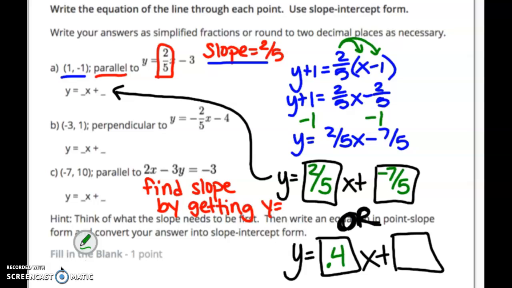Let's see. Yeah, 1.4. Negative 1.4. Both of those should be counted correct in the Schoology. So go ahead and follow the same process for B and C.